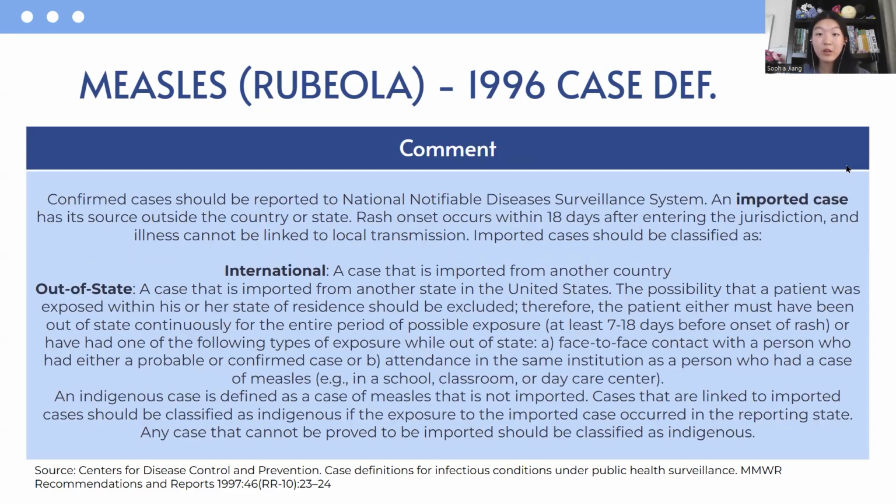And here is a comment that is also in the case definition. So confirmed cases should be reported to the National Notifiable Disease Surveillance System. And here's where it talks about an imported case. So of course we know that diseases are not limited by the borders that we draw on maps, but of course we follow that because we're thinking about location. So if the case is international, it means that it was imported from another country. And if it's out of state, it means that it was imported from another state in the US. You can pause here to read the whole comment if you want to, but I'm just going to move on.